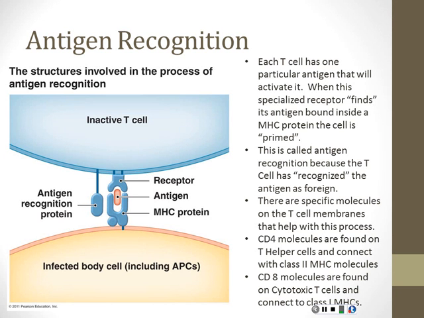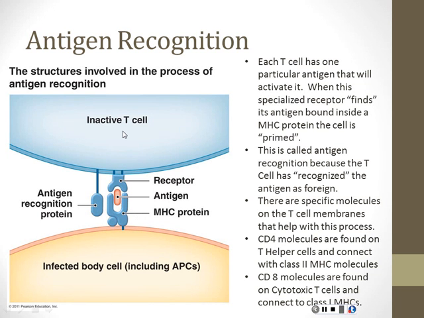And then the answer for the other one would be T helper. Yes, the class 2s activate the T helper cells. Yep, you got it. The class 2s also activate the B cells as well, which we'll see later on. All right, so those are just little details that you might have to know for some other test at some other point in your life. But this is antigen recognition.